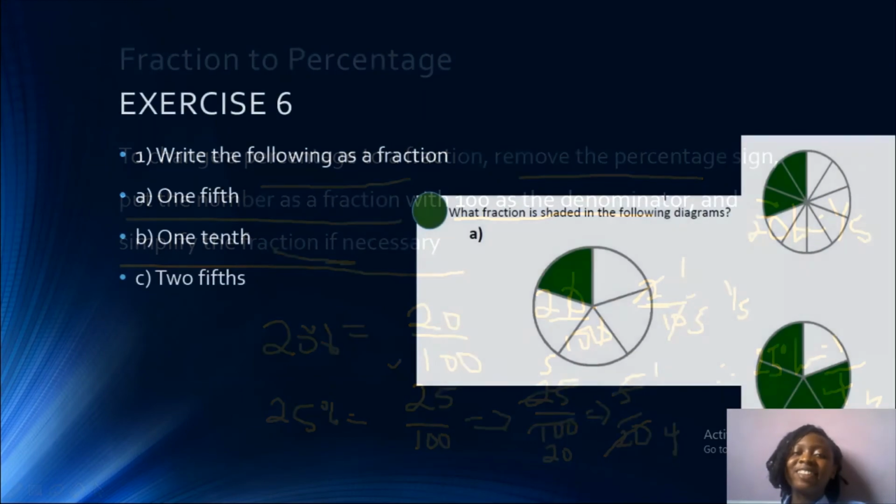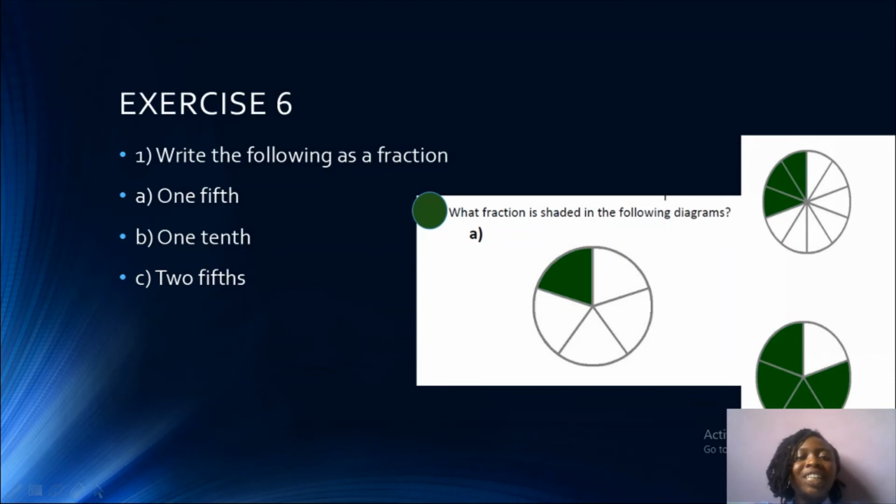Okay. So here is an exercise for you. We would need to write the following as fractions. So 1/5 just means 1 over 5. Yeah. So you do the rest. Then, what fraction is shaded in the following diagrams? So this is A, this is our B, and this is our C.